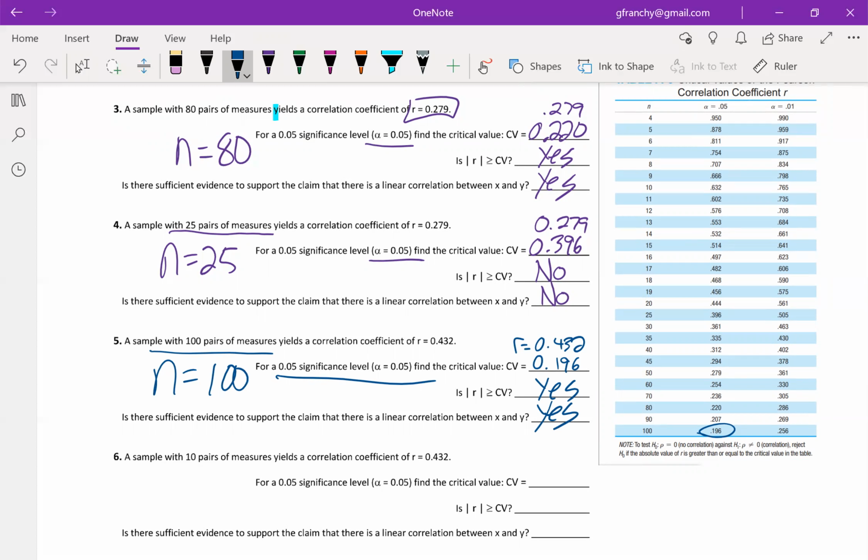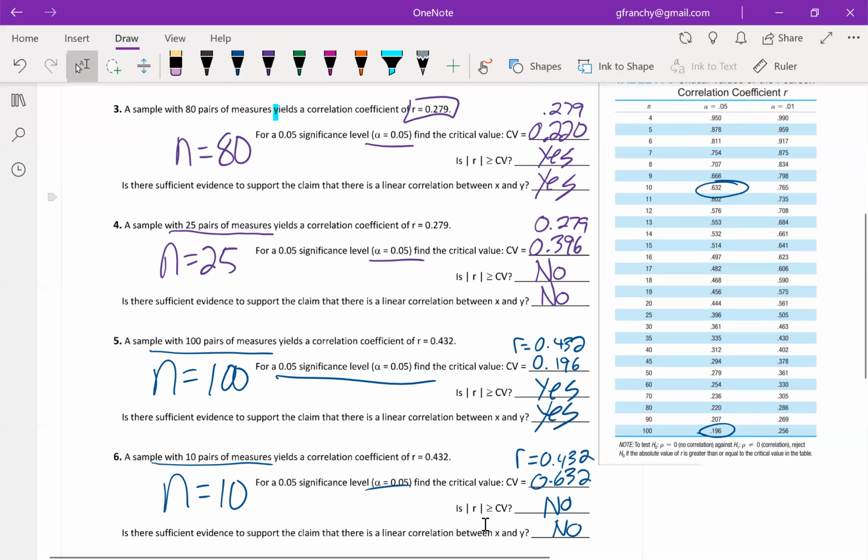And in our one down here, N is equal to 10, alpha is 0.05. So that's 0.632. Our R is 0.432. And no, R is not greater than the critical value. So no, there isn't sufficient evidence to support the claim that there's a significant correlation between X and Y.